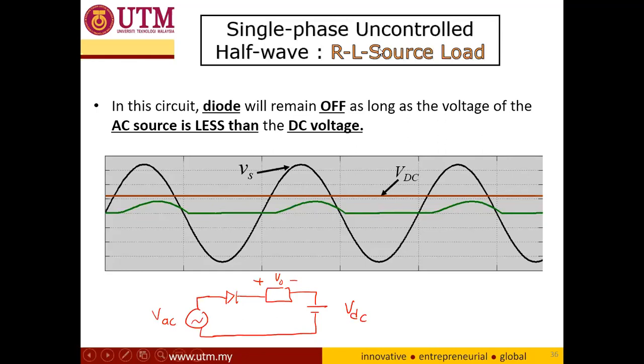In this circuit, the diode will remain off as long as the voltage of the AC is less than the DC voltage. As you can see here, at the intersection, the current only flows after the VAC is higher than the VDC. By using KVL here, this diode is only forward biased when the anode is positive compared to the cathode, which is currently supplied by the VDC.